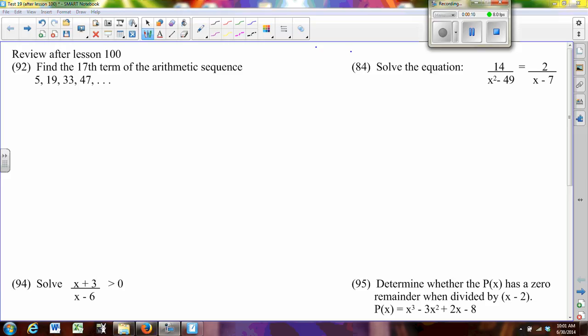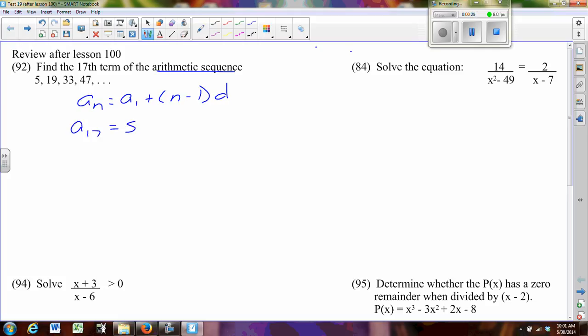First problem comes from lesson 92. It has an arithmetic sequence. Arithmetic sequence is this form: a sub 1 plus n, which is the number of terms, minus 1 times d, and d is what I'm going up or down by. To find my 17th term, I take the first term plus 17 minus 1 times d, and my d value is what I'm going up by. I am going up by 14. A sub 17, after I punch this in, would be 229.